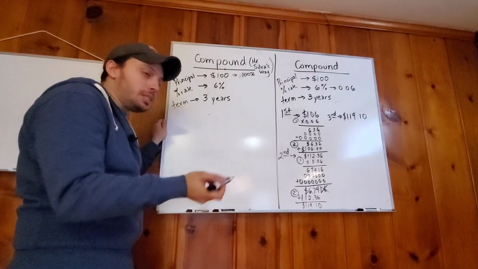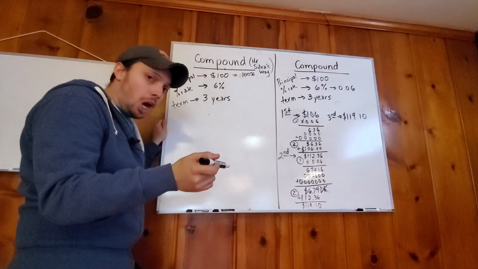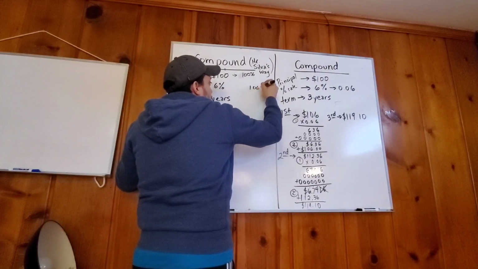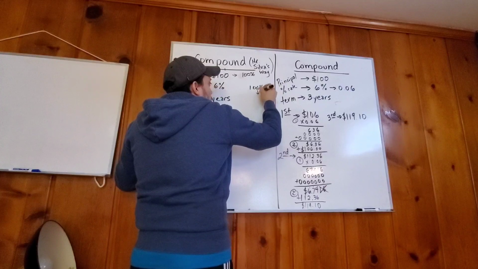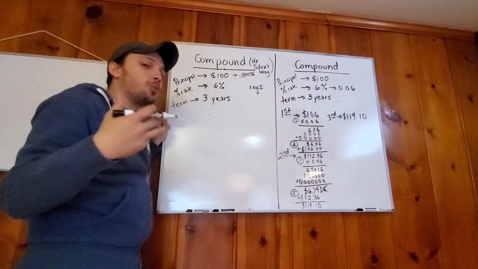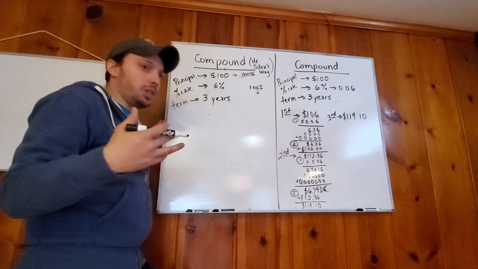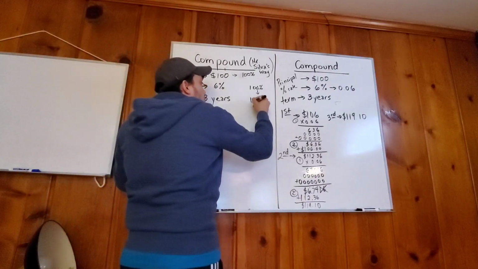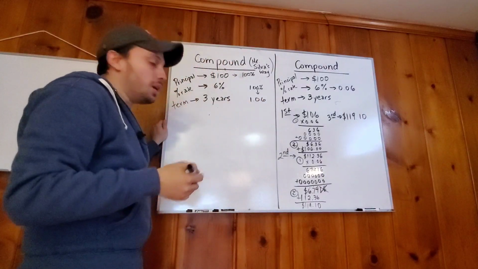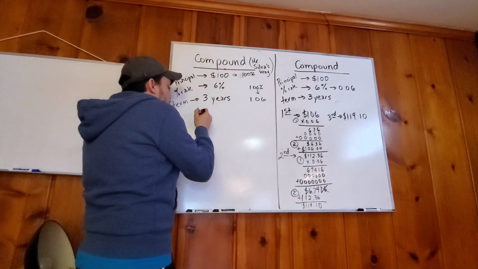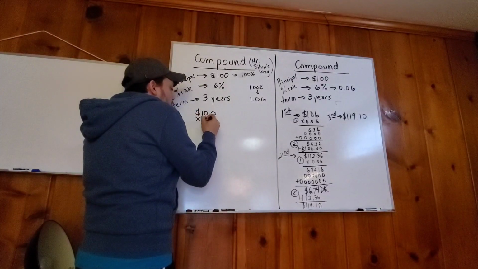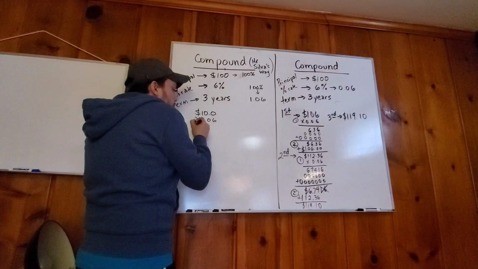So we have 100% and we have 6%. What is 100 plus 6%? Well, it's 106%. Yay! So now we're going to make this into a decimal, because can you do math with percentages? Absolutely not. So it's going to be 1.06, and that's what I'm going to use to find my first year. Look, I'm going to get $100 times 1.06.